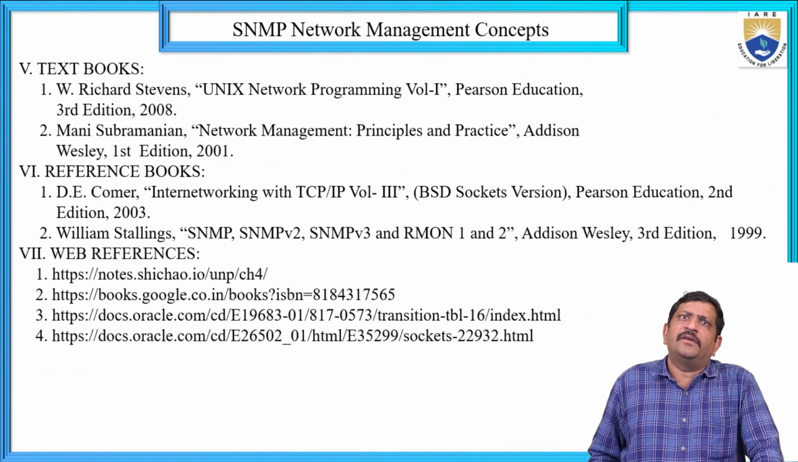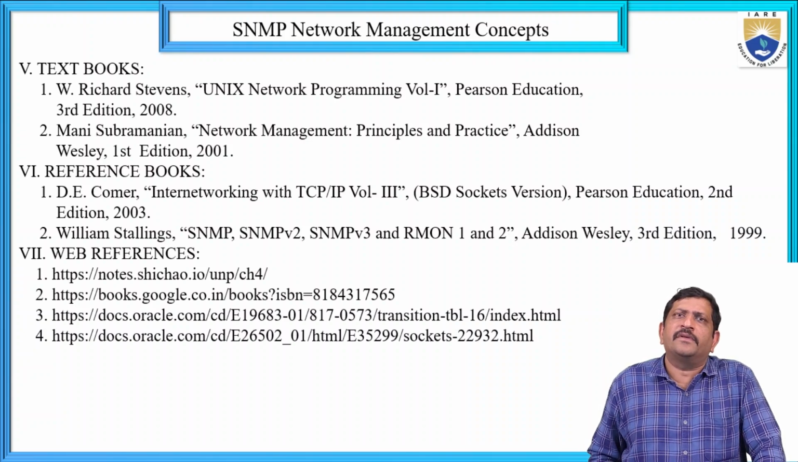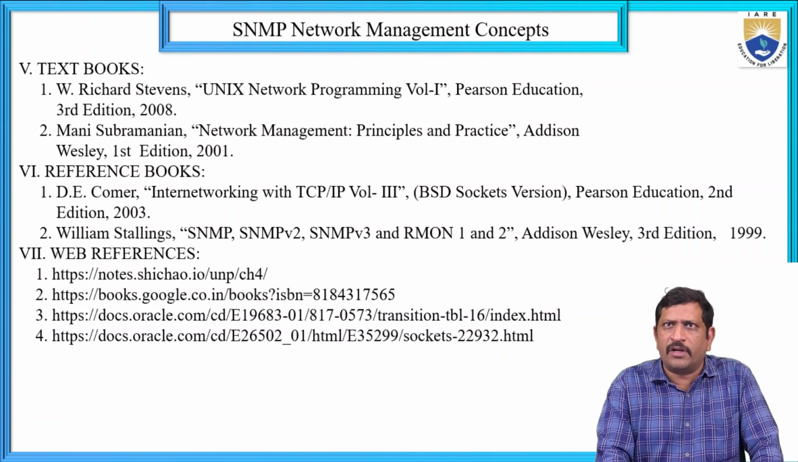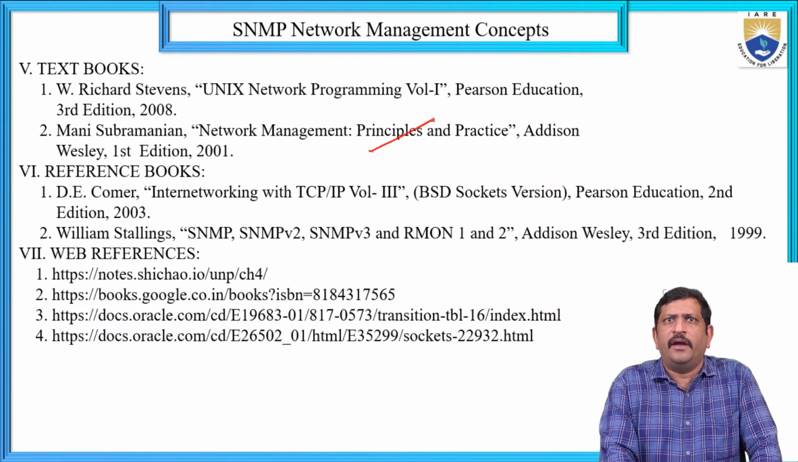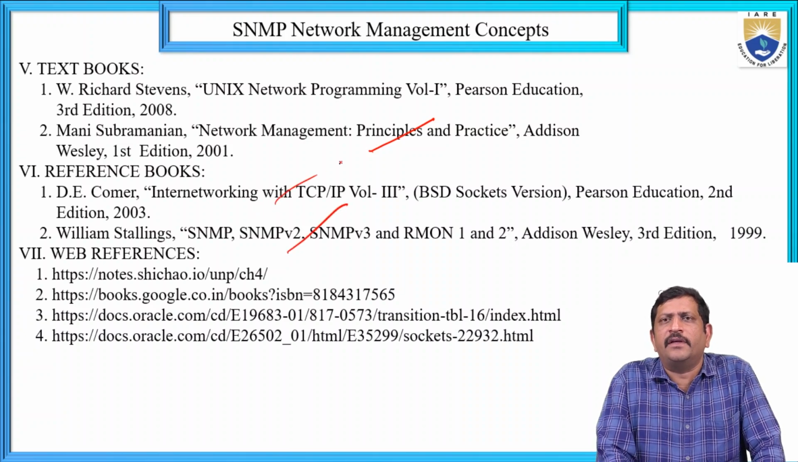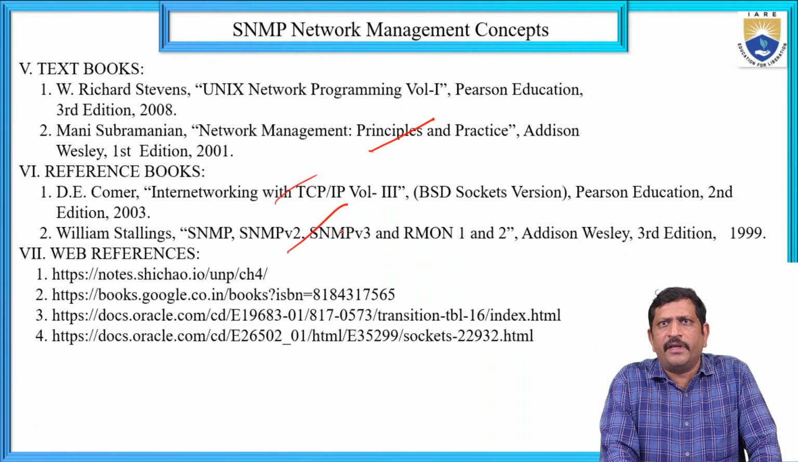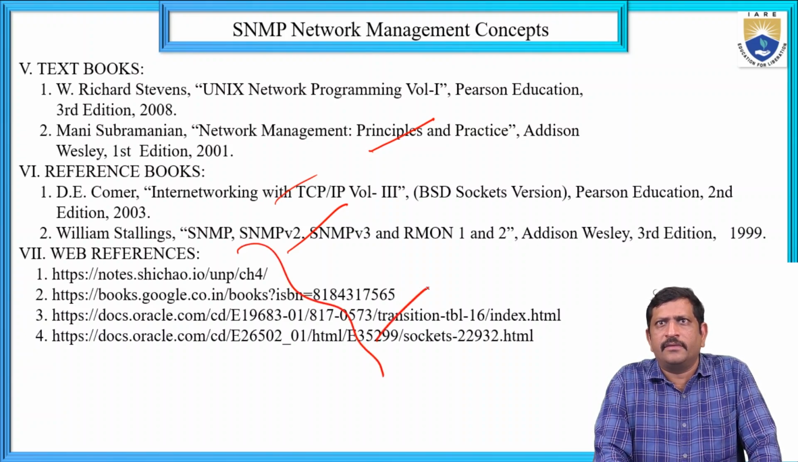For this SNMP network management, the textbooks are Unix Network Programming and Network Management: Principles and Practices. The reference books are Networking with TCP/IP and SNMP, SNMP v2, SNMP v3, RMON 1 and 2, and these are all the web references. So this is about SNMP network management.